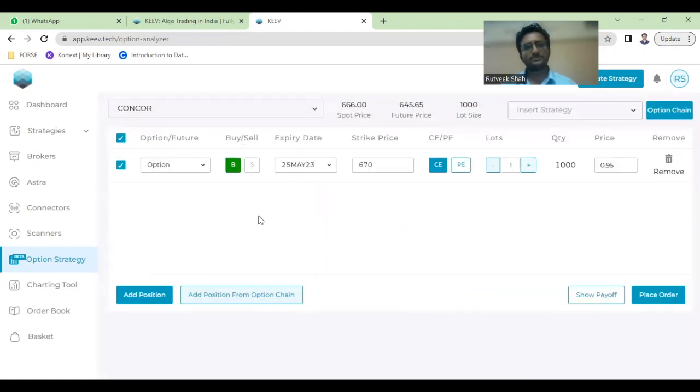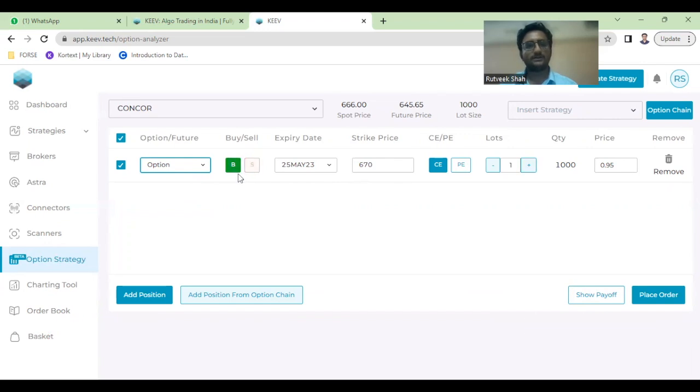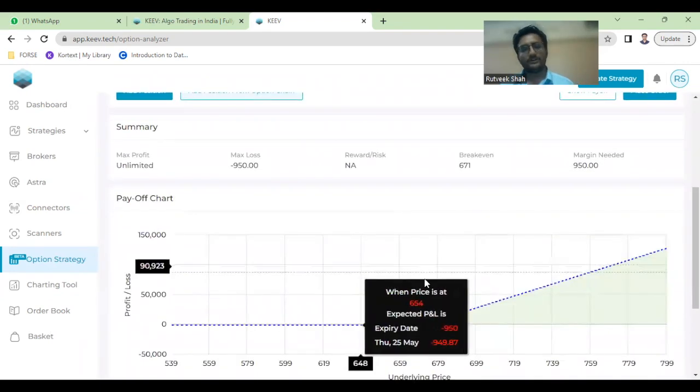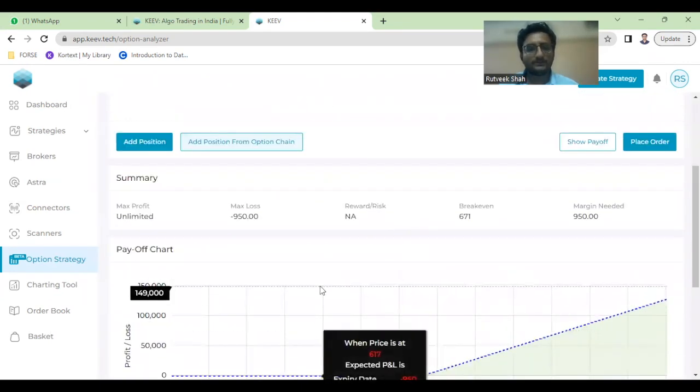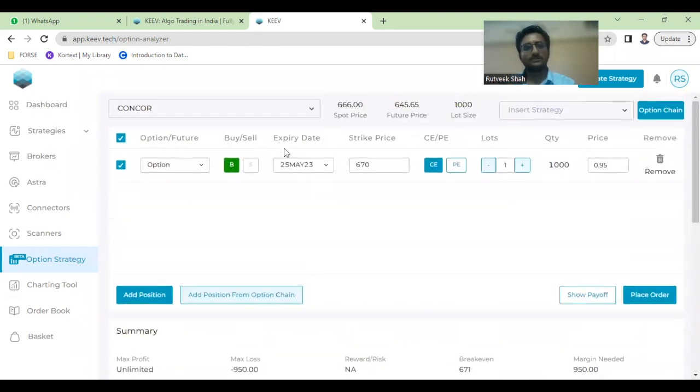So from add position, the system will directly give you the ATM option. So here we can see that you have the future or options. So we'll select option, then buy or sell. Currently, we want to see a call buy. So your buy, the lot size would be here, and the price of the option would be here. So from here we can see the payoff that will be shown. Naked call buy. Here the position is not hedged as it is just a single leg. It is a call buy.